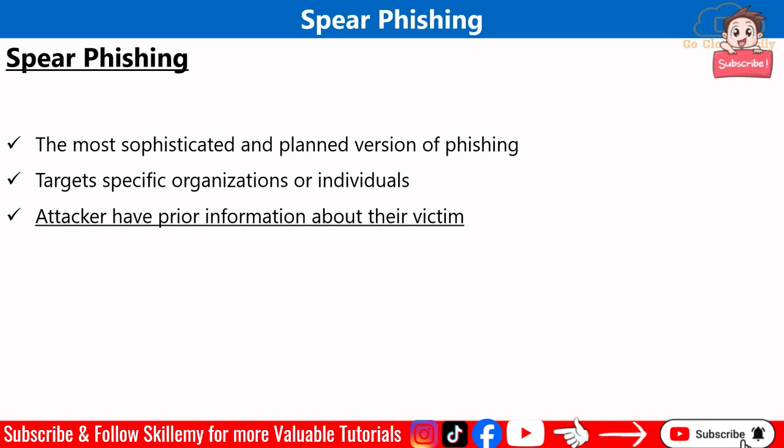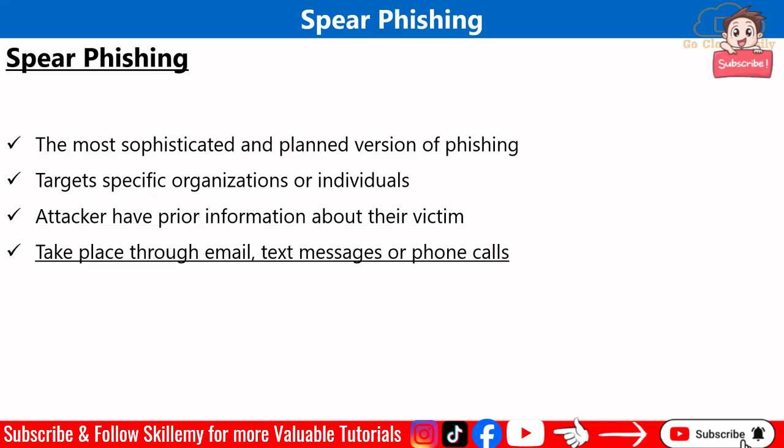With spear phishing, an attacker has prior information about their victim, such as their full name, phone number, address, and so on. Spear phishing can take place through email, text messages, or phone calls. During this type of attack, the victim is easily convinced because the attacker has information about them that makes them sound legitimate and trustworthy.